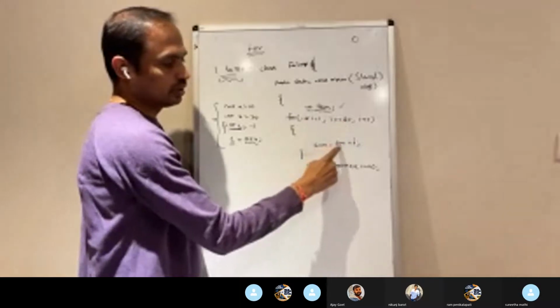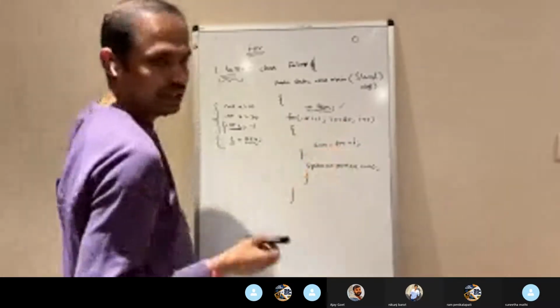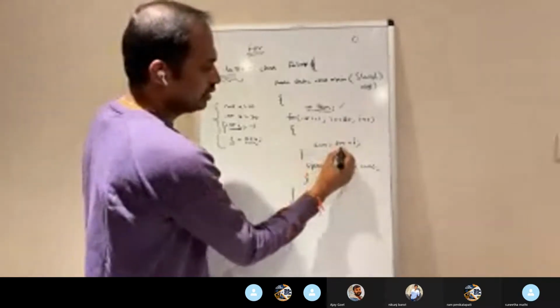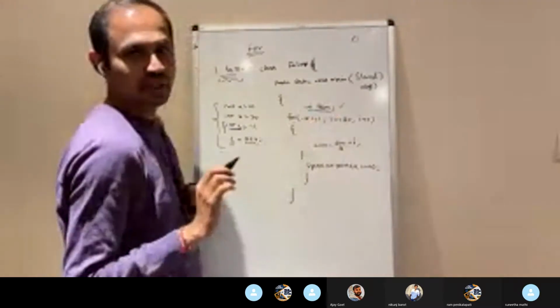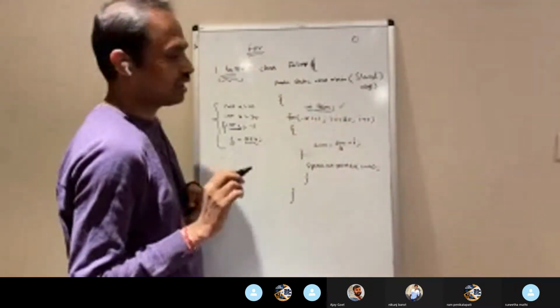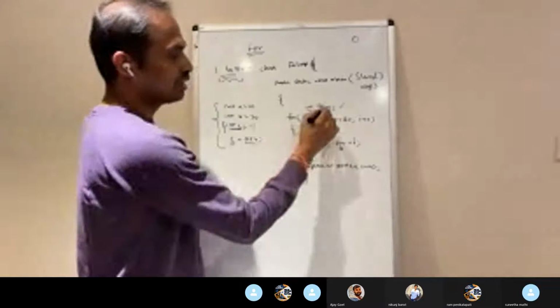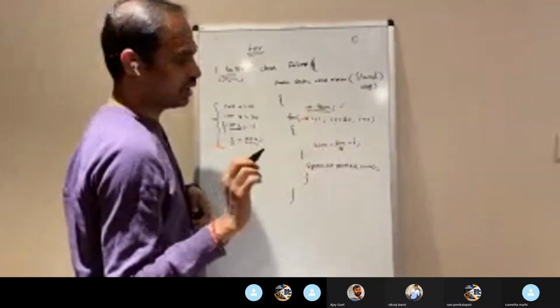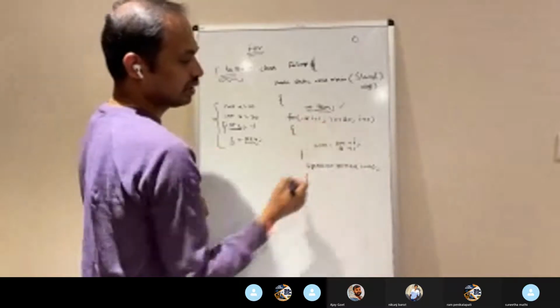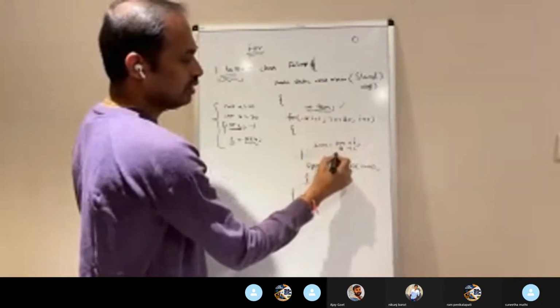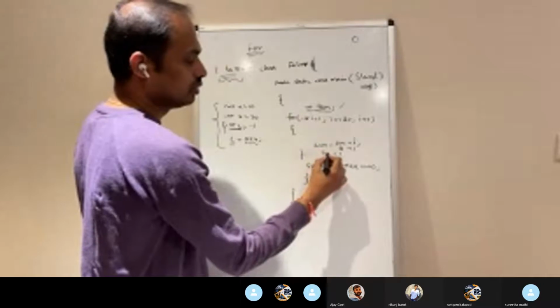Sum is equal to sum. What is the value of sum initially? It will be 0, right? Because we have just declared int sum, we didn't initialize any value. So that means the sum value will be 0 initially. So 0 plus 1, right? 1 because I is 1. So sum value will be 1. Sum is equal to 1 now.